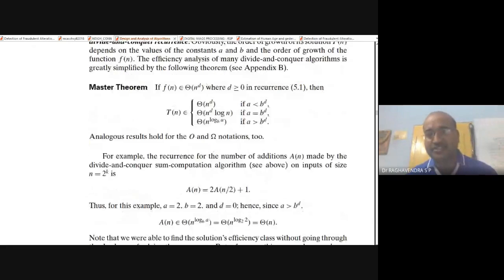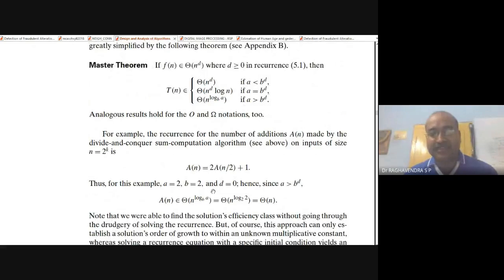So a is equal to 2, b is equal to 2, and d is equal to 0, since no value has been given. Since a is greater than b to the power of d, because 2 is greater than b to the power of d, and anything to the power of 0 is 1, 2 is greater than 1. So a is greater than b to the power of d. This is the third category, so theta of n to the power of log a base b will be taken.